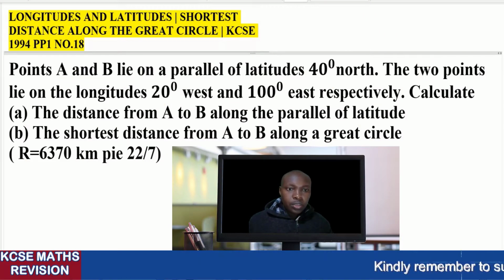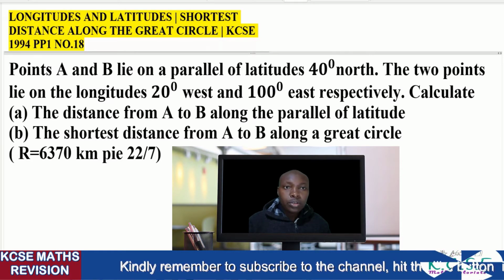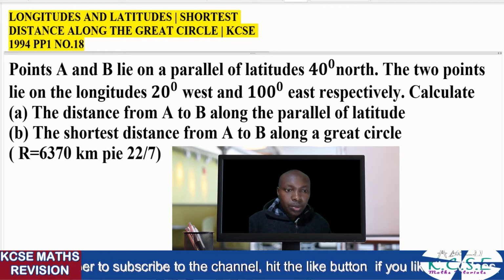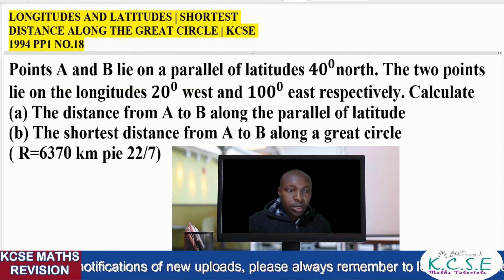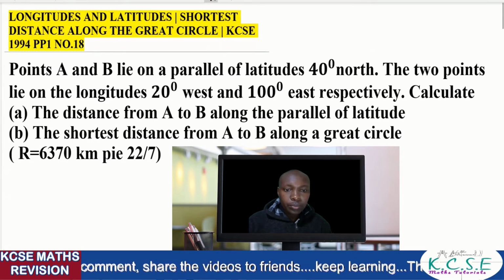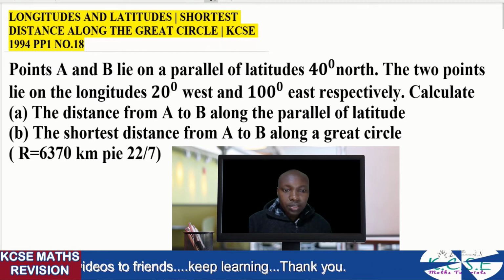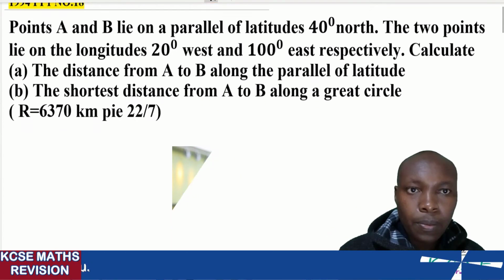Longitudes and latitudes, shortest distance along the Great Circle, KCSE 1994, Paper 1, question number 18. Points A and B lie on a parallel of latitude 40 degrees north. The two points lie along the longitudes 20 degrees west and 100 degrees east respectively. Calculate (a) the distance from A to B along the parallel of latitude, (b) the shortest distance from A to B along the Great Circle. Radius of the Earth is given as 6370 kilometers and pi is given as 22/7.